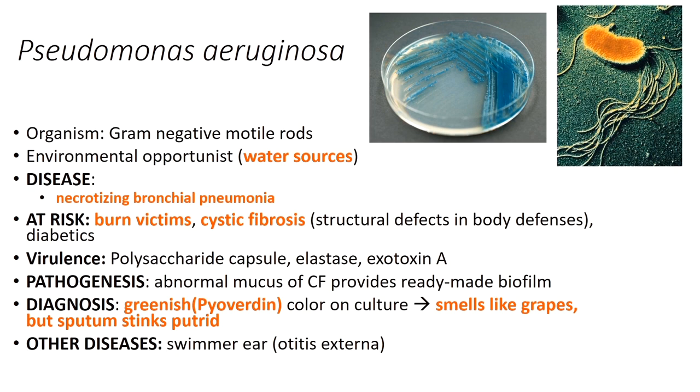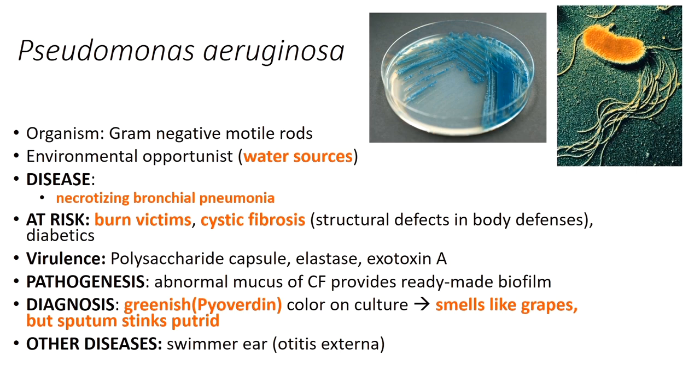The disease it causes as far as respiratory is necrotizing bronchial pneumonia. So this is very similar to its presentation in Klebsiella. However, the sputum that comes out is yellow-green and it stinks really bad. This is definitely something you're going to see with cystic fibrosis. So cystic fibrosis, lung infection, yellow stinky sputum, think Pseudomonas, okay? That's your risk factor for this guy.